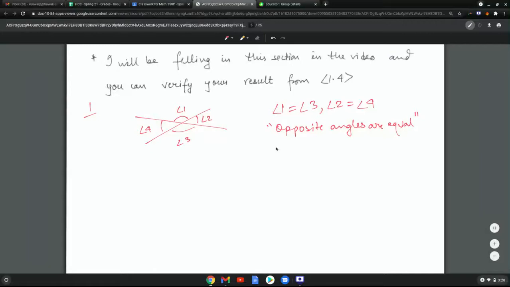The other observation that you may make is that angle 1 plus 2 equals 180. And we've already seen these are adjacent angles. When you add 1 and 2, you get a straight line or a straight angle. Similarly, 3 plus 4 is going to be 180 degrees.